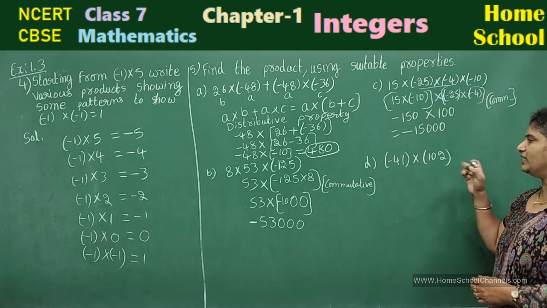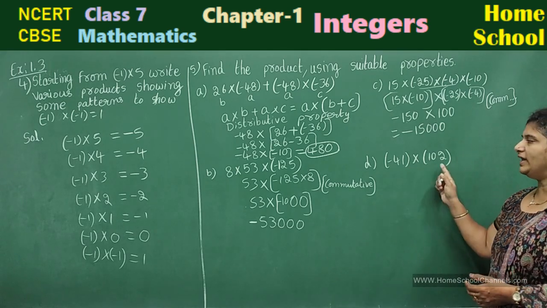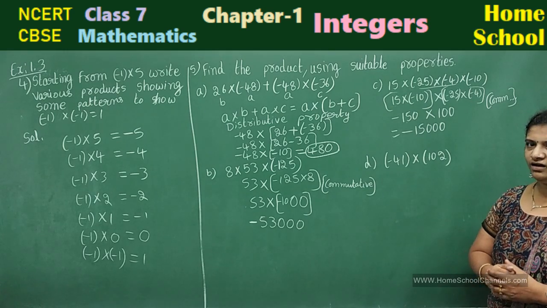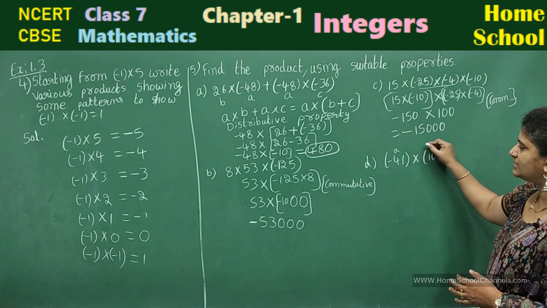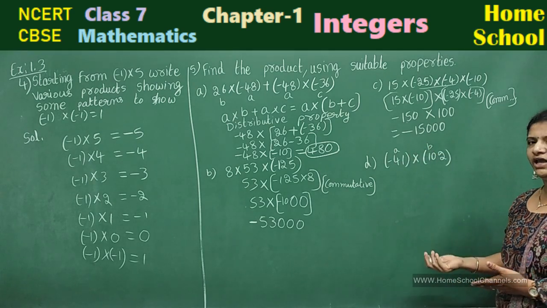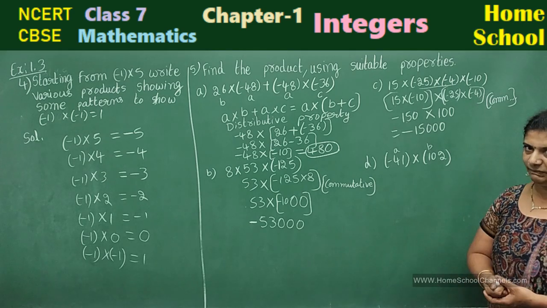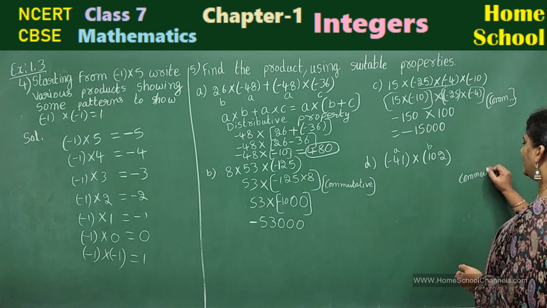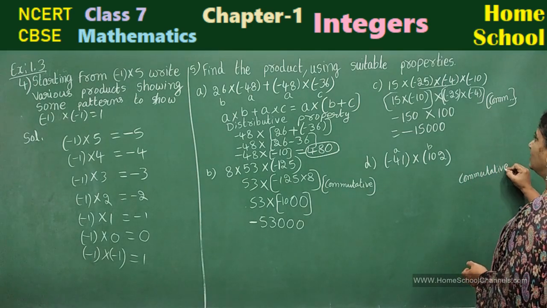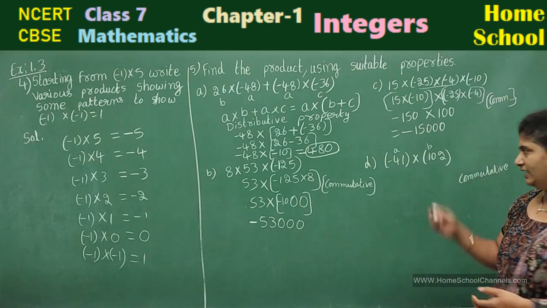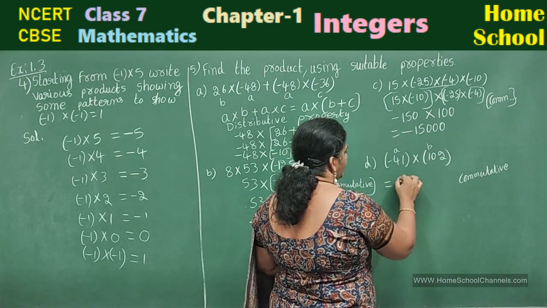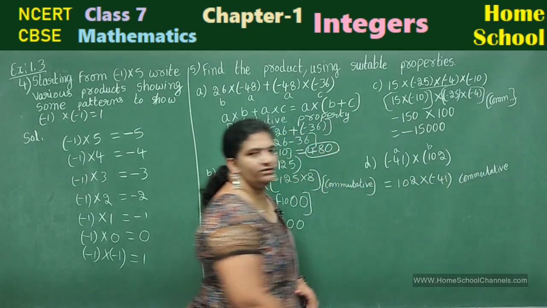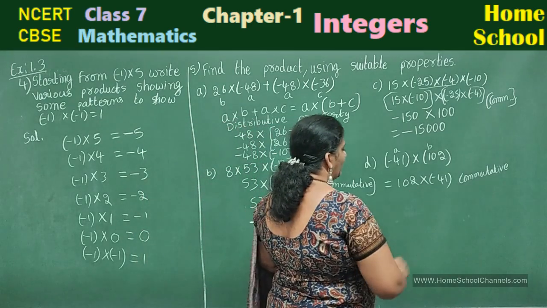D, minus 41 into 102. We have only two numbers' product. We need to calculate. Which property can we say here? Commutative. You can think of it as A into B, B into A you can write, or directly you can multiply. Right here it is in the form of the commutative property. By using a suitable property, again you can multiply this as B into A: 102 into minus 41.